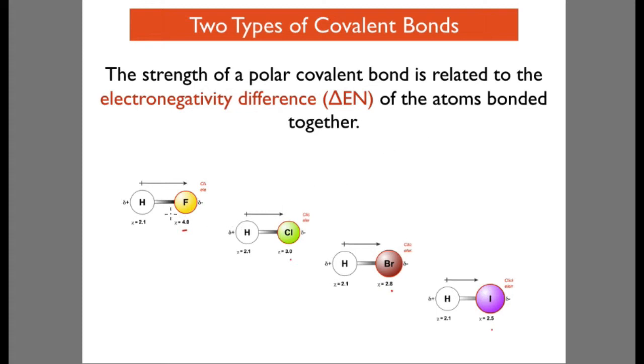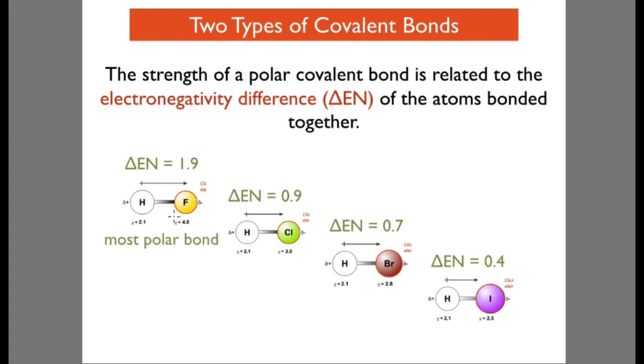What do we have? We've got hydrogen fluoride, hydrogen chloride, hydrogen bromide, and hydrogen iodide. We're going down group 17 here. You can see fluorine has an electronegativity value of 4, hydrogen 2.1. So the difference here is 1.9. The difference for hydrogen chloride will be 0.9. You have 2.1 on the hydrogen and 3 on the chlorine. 0.7 for hydrogen bromide and 0.4 for hydrogen iodide. So hydrogen fluoride has the most polar bond and hydrogen iodide has the least polar bond.